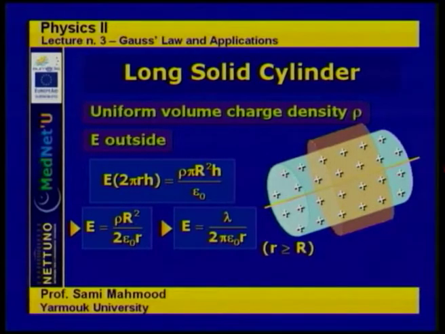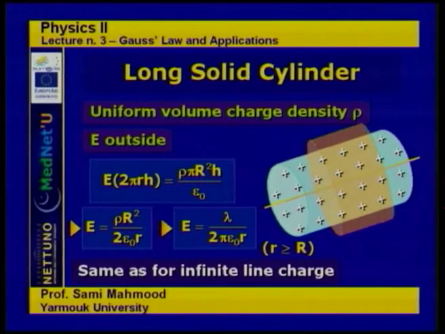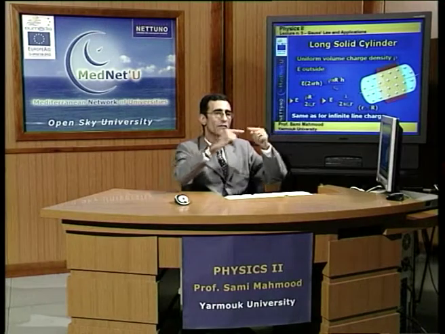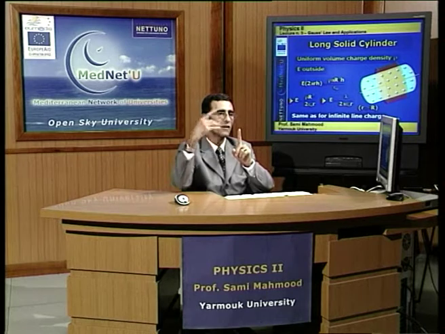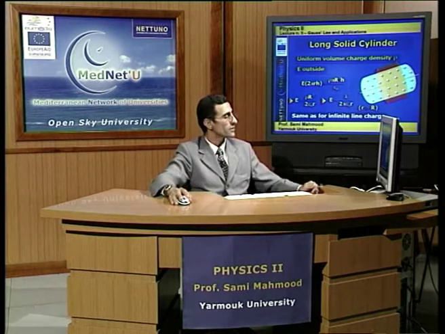Because this is just a cylinder, we can replace the volume density by a linear density, which means that we consider rho times pi R squared to be equal to lambda. Multiply rho by the cross-sectional area, and we get the linear density. Then this gives E equal to lambda over 2 pi epsilon naught r, which is again the same result as for the line charge. So we are getting exactly the same result outside. If we have a cylindrical symmetry, the electric field outside the charge distribution is exactly the same, whether we have a line, a cylindrical shell, or a solid cylinder.